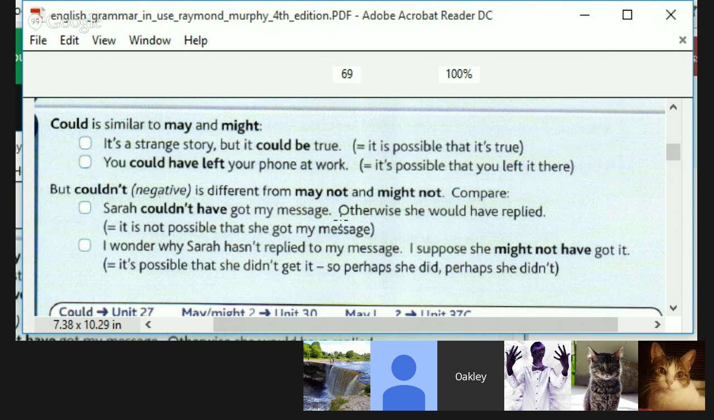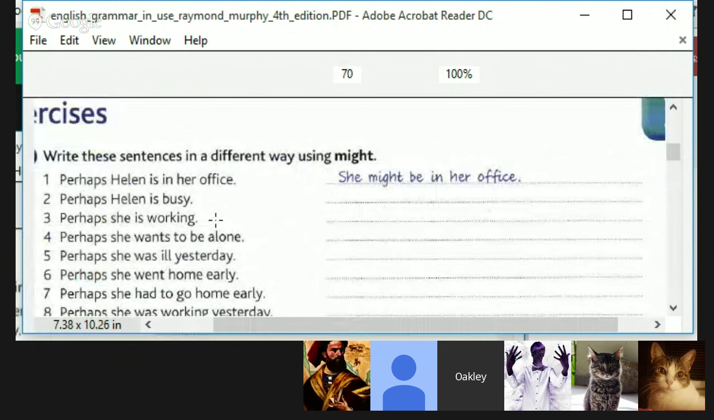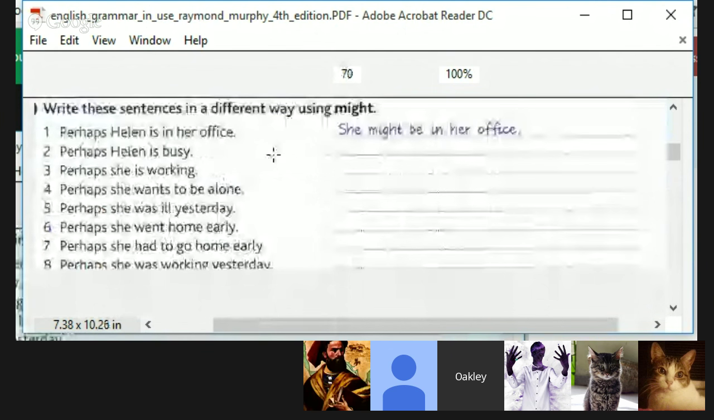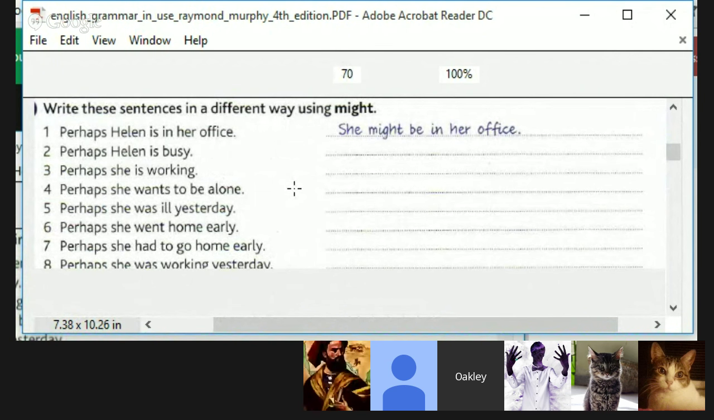Okay, Sarah couldn't have got my message, otherwise she would have replied. It's just not possible. It's not a possibility. So that's the difference. Okay, let's go ahead and try some exercises here. Simple exercise to begin with. Just rephrase the sentence using the modal might.